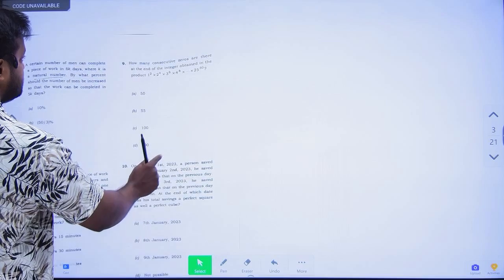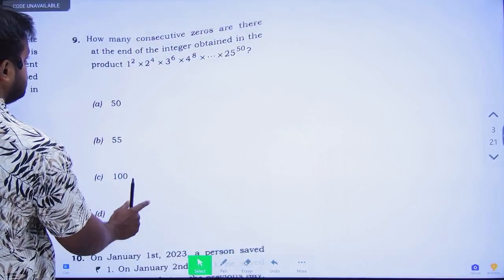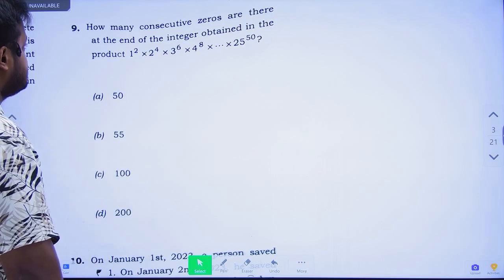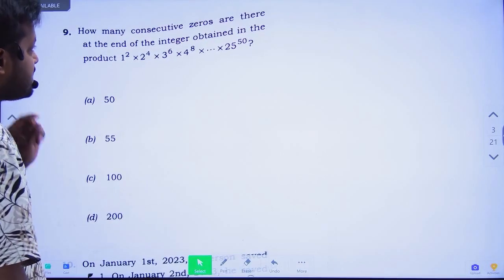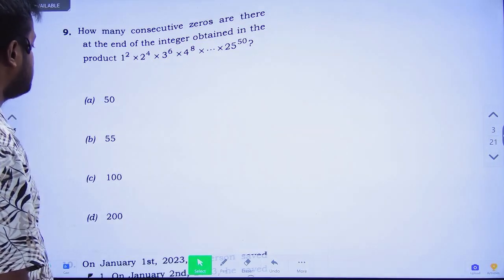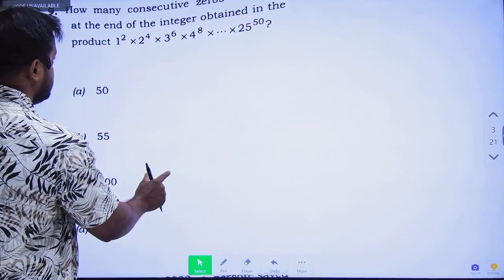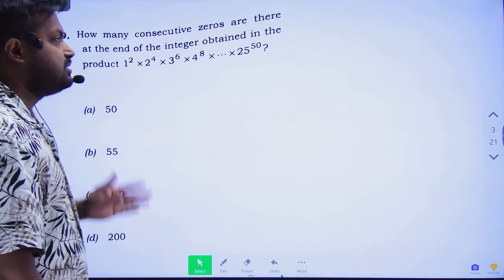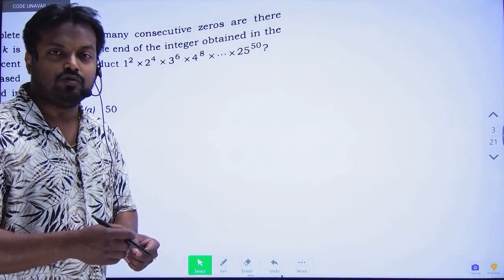Question number 9. It says, how many consecutive zeros are there at the end of the integer obtained in the product? Okay. Consecutive zeros. For zeros, you know the powers of 2 will always be more.